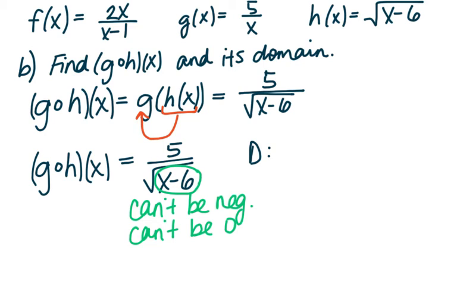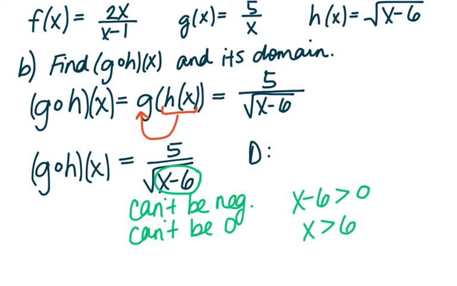So we could write it this way, that x minus 6, which is what's inside the radical, that's called the radicand, must be greater than 0. In other words, it must be a positive number. It cannot be negative, and it cannot be 0. So solving this tells me that x must be greater than 6. So that's the beginning part of my domain.